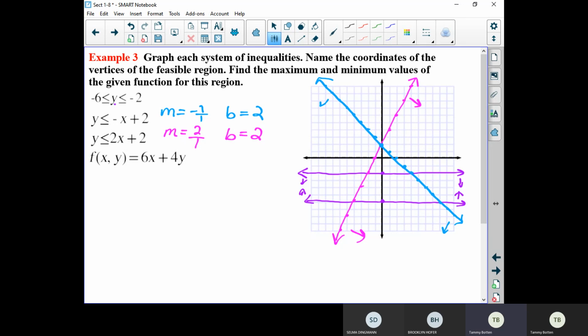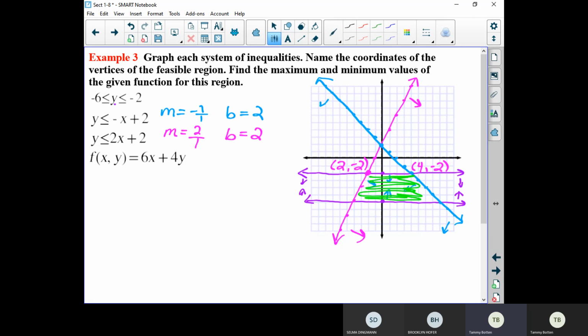So here's the deal. We want to be less than this line, above this line, below this line, and below this line. So do you guys see that your shading is going to be in here? Okay. And your points are going to be this point, which is 2, -2. This point is over 1, 2, 3, 4, down 2, so 4, -2.